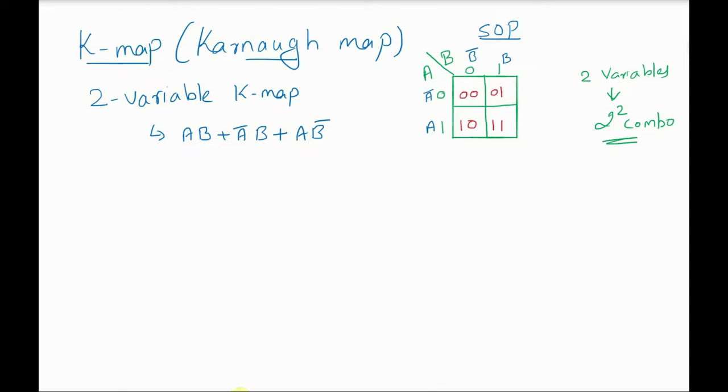Therefore, what is the value of each cell in terms of variables. In terms of values, we have written 00, 01, 10, and 11. So, in terms of variables, the value of A in this cell is A bar, multiplied by the column value B bar. Here it is A bar B. And here the value of row is A and the column is B bar. And finally, it is AB. So, this is all about two variable kmap while mapping SOP expression, sum of products expression.